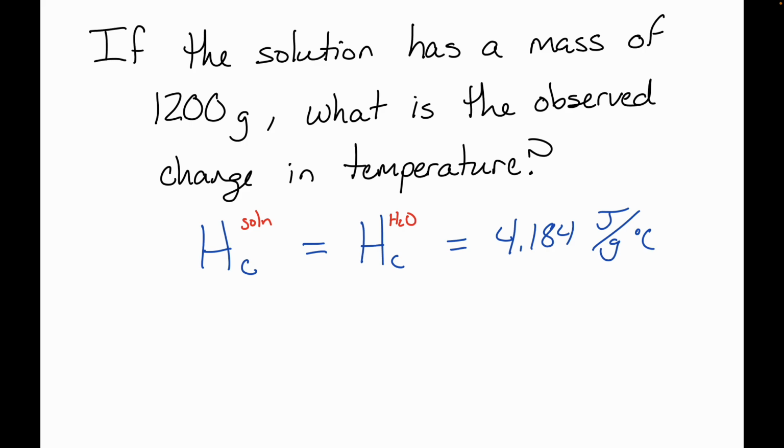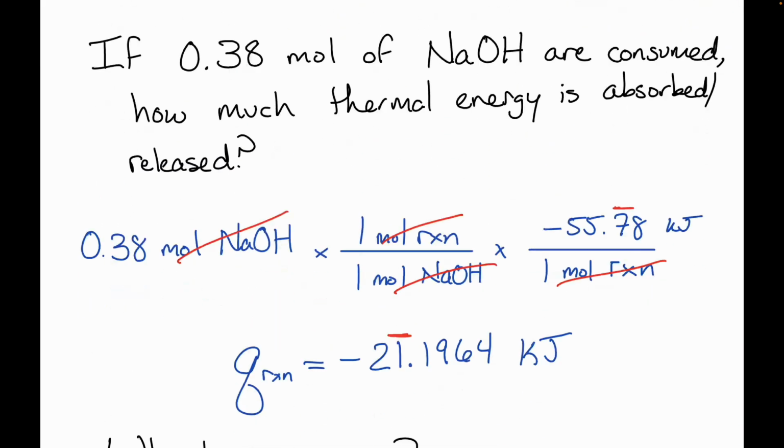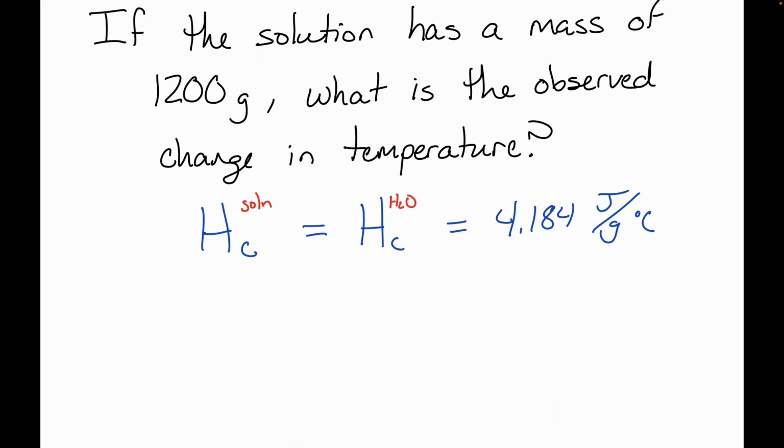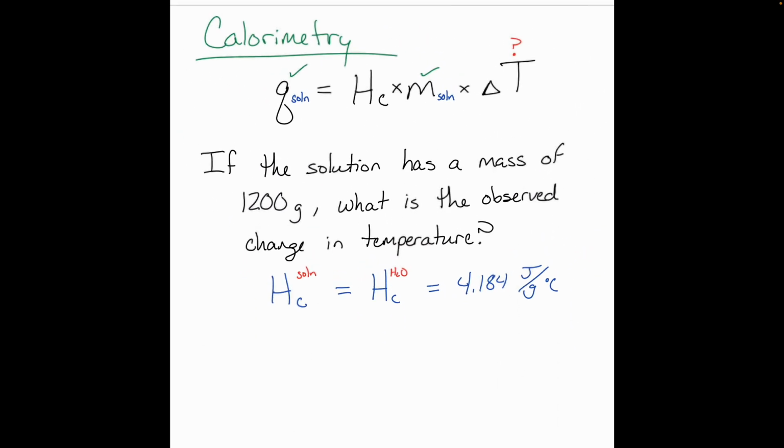All right, cool. So given what we established previously, that our Q solution is this 21.1964 with only 2 sig figs, and now we have our calorimetry equation here, everybody's going to take a second and calculate the delta T of this reaction.